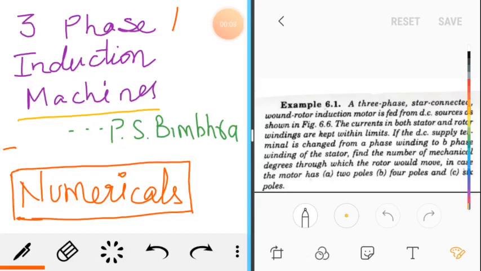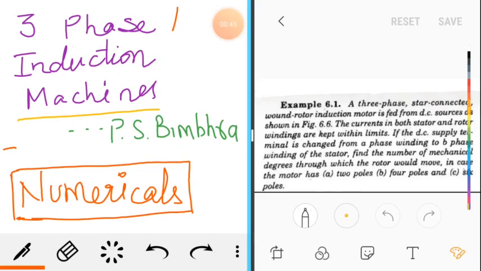Here we are beginning a new numerical section of electrical machines from the book by P.S. Bhimra. Our first section is three-phase induction machines. In this numerical section, we will take one or two numericals per day and solve them. So here I am taking one numerical of three-phase induction machines from P.S. Bhimra. We will consider what it is saying.